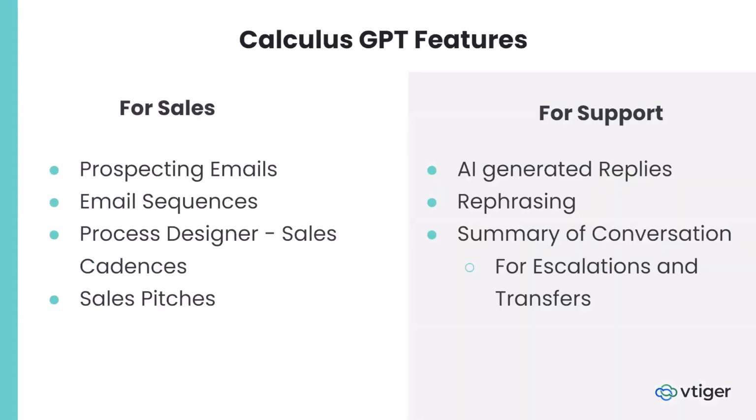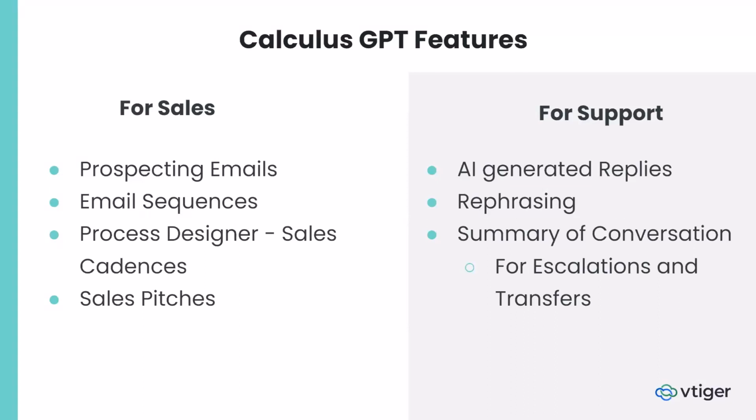So I have these broken down into sales, support, and the final slide's marketing. It adds benefits to all aspects of your company. On the sales side, you can use it to generate prospecting emails. So if you want to send out an email to a cold lead, all you have to do is pull up the GPT prompt, add in what you'd like the email to be generated with.